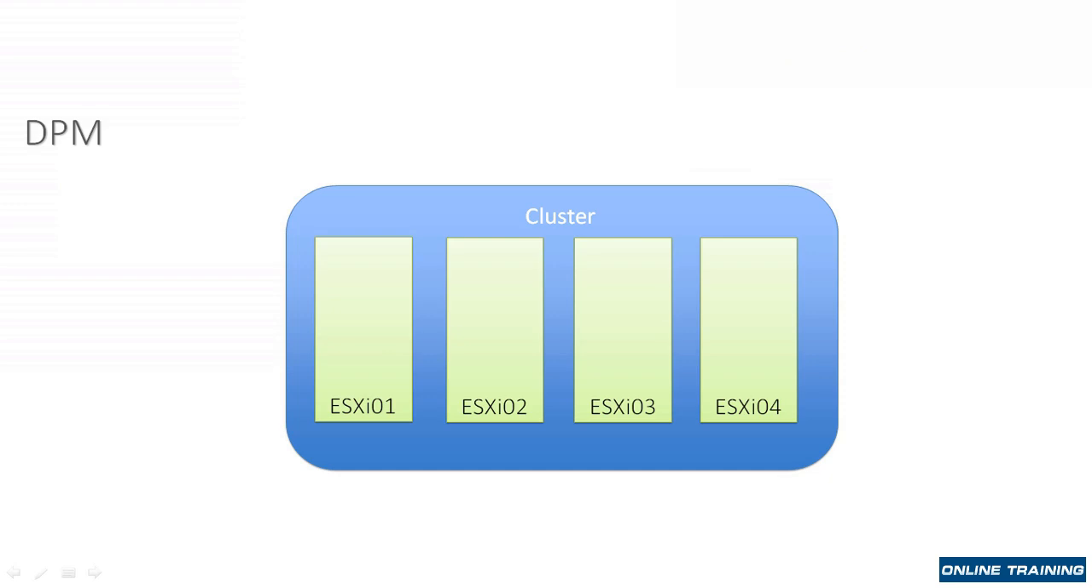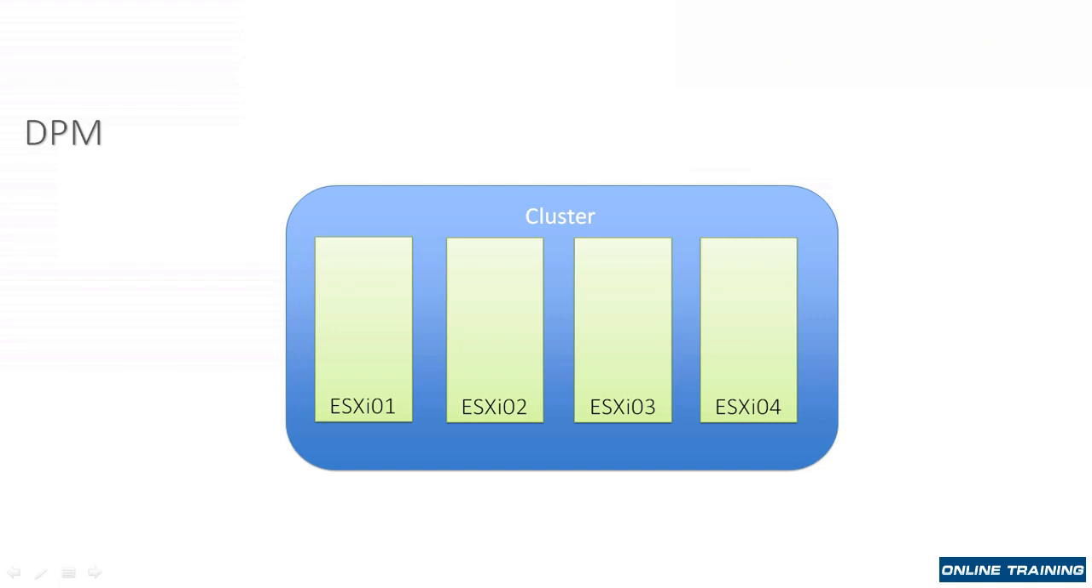So here's how DPM works. First off, you have to have a DRS enabled cluster. We have to enable Distributed Resource Scheduler. And once that's enabled, we can enable DPM, or distributed power management. And here's how distributed power management works.